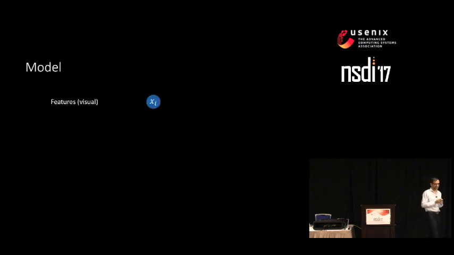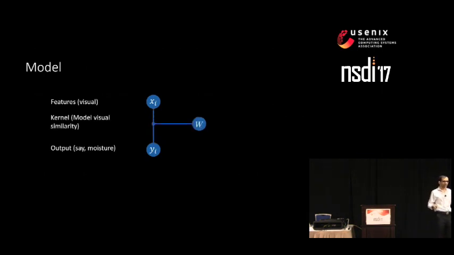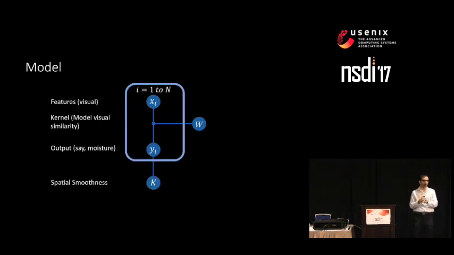To model these insights, first we model the features as this variable x_i. These are the visual features for each location of the field. And the output that we want to get is the sensor value, say moisture. We know some of these y_i. We don't know a lot of these y_i because we have a sparse sensor deployment. To model visual similarity, we have this kernel W. And for spatial smoothness, we model this kernel K. So we have modeled both of our insights into this model.